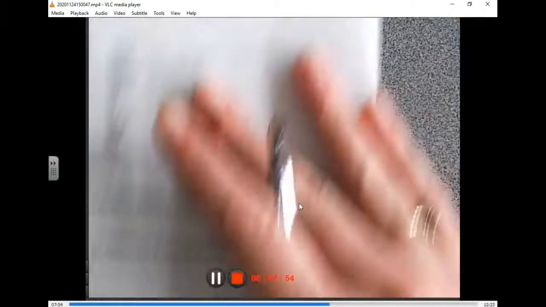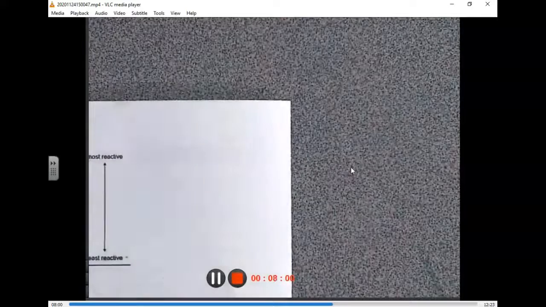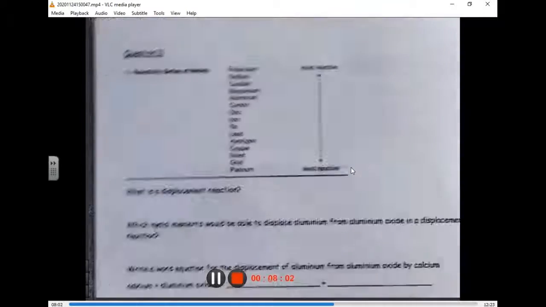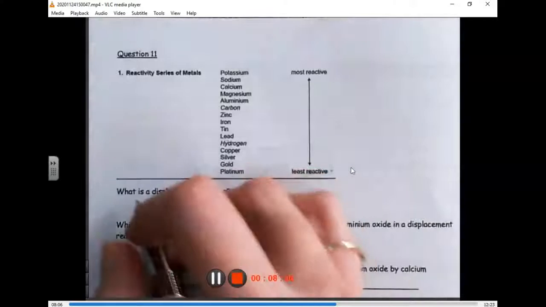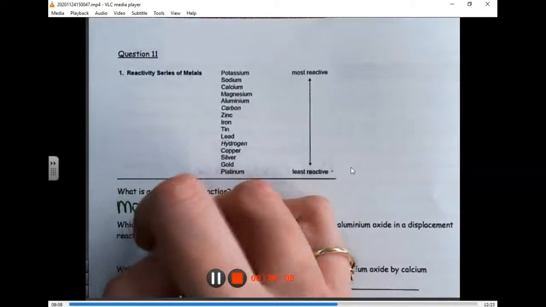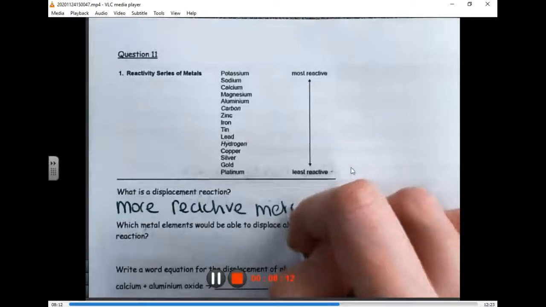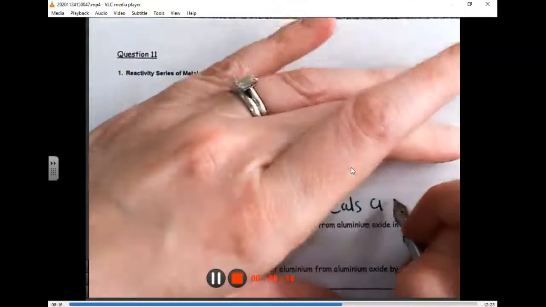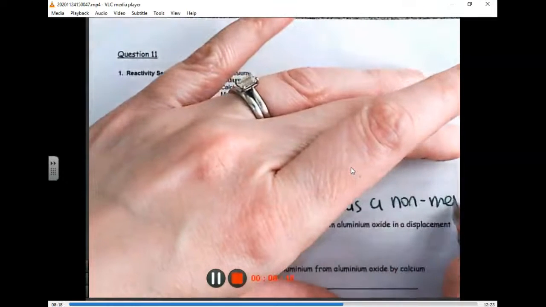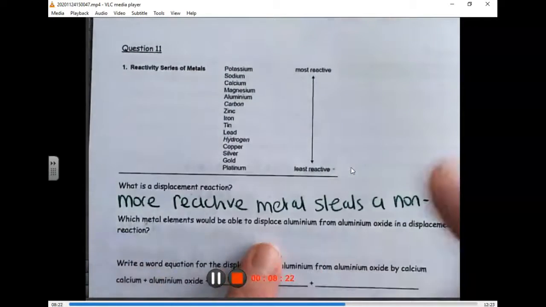Question 11. So we've got our reactivity series here. Okay, so we're going to look at the reactivity series. So the reactivity series of metals. What is a displacement reaction? It's when a more reactive metal steals a non-metal. So which metal elements would be able to displace aluminium?